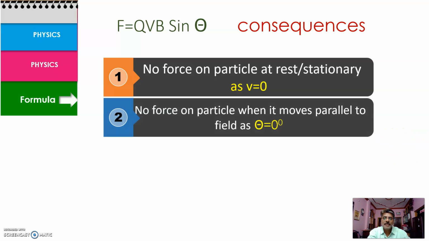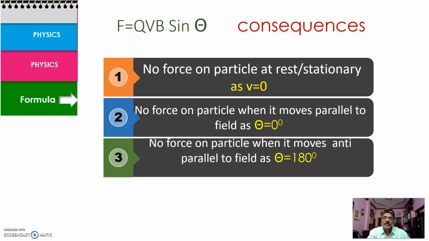The second point is that there is no force on the particle when it moves parallel to the field, as theta is 0 degrees. So when the particle moves in the parallel direction to the magnetic field, though it is moving, it will not experience any force. The third point is that even when the particle moves in the anti-parallel direction to the magnetic field, it will not experience any force, because theta is 180 degrees and sin 180 is 0.